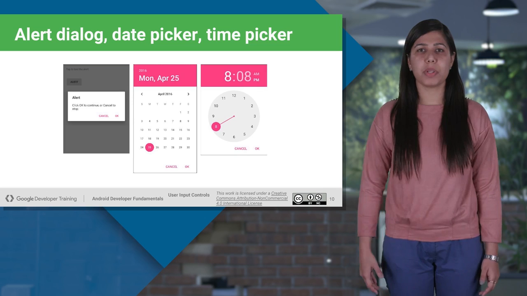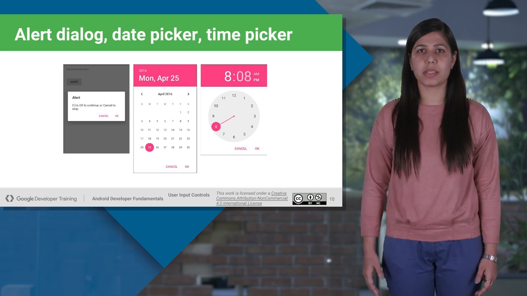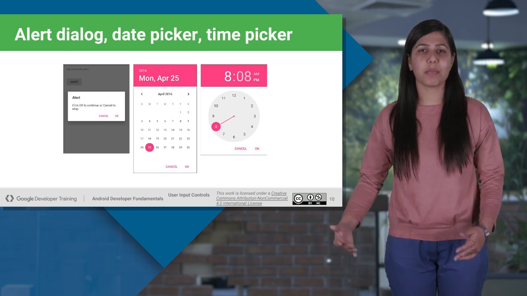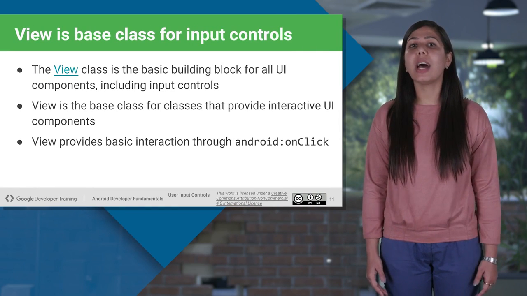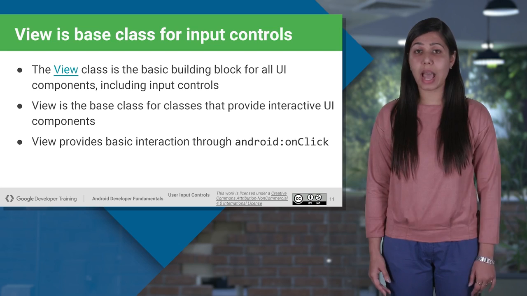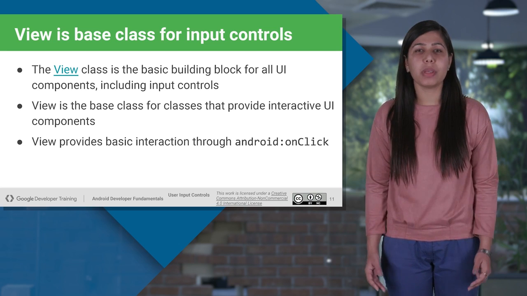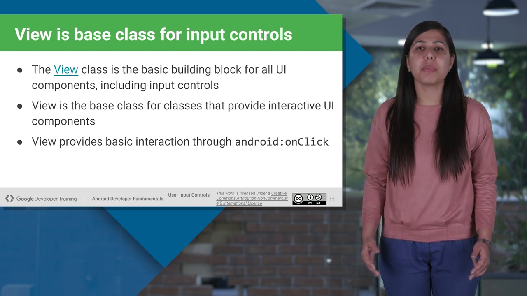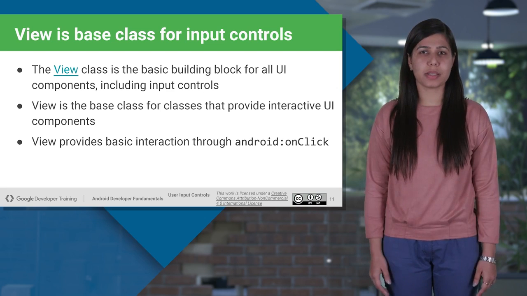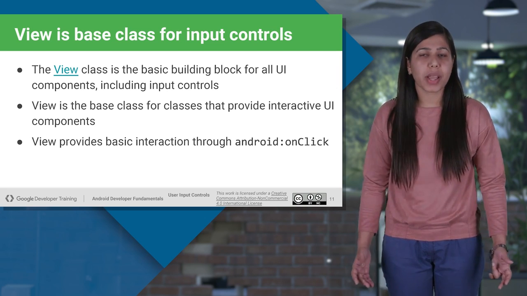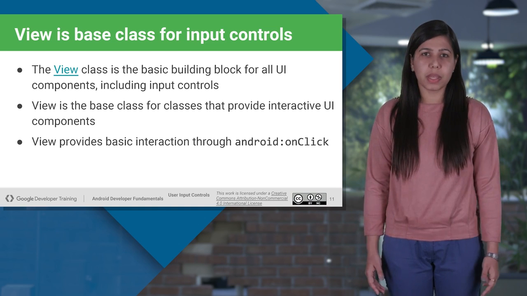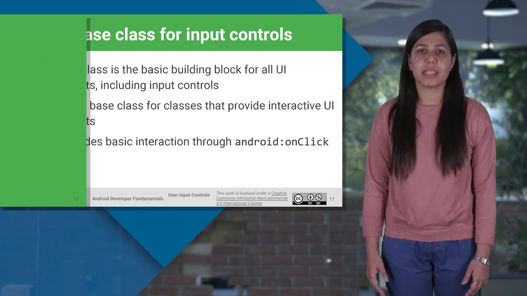Here are more examples of UI components: AlertDialog, DatePicker, TimePicker. We already know that these UI components simply extend the View class, and you might also remember that the View class is the basic building block for all UI components, including input controls. And we make these controls interactive via XML and Java activity classes.